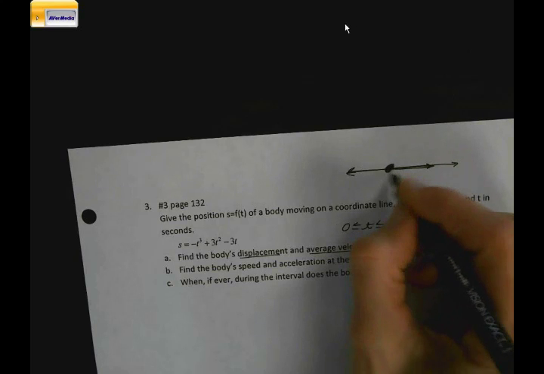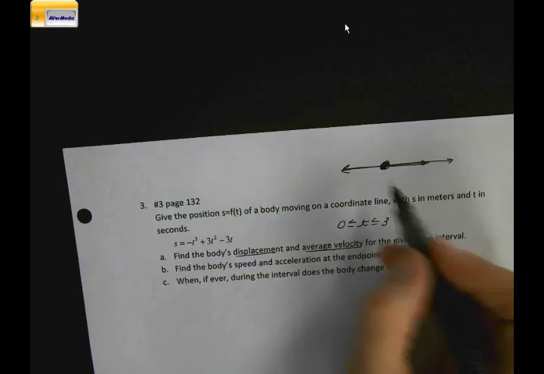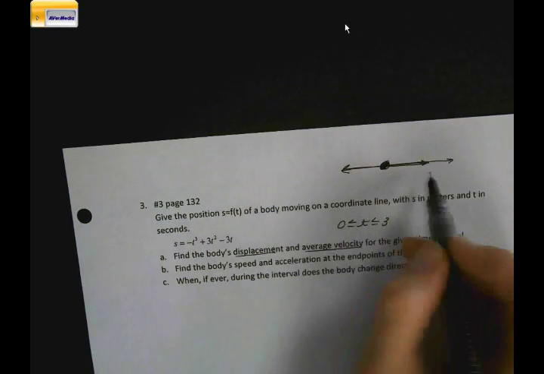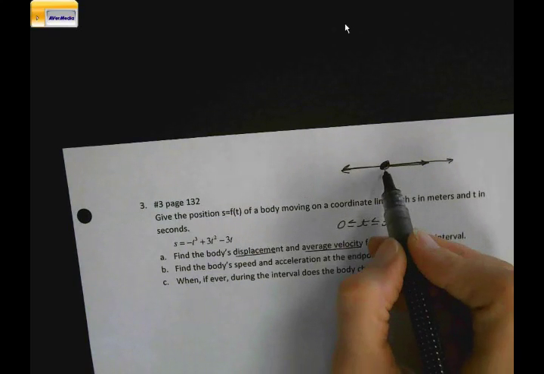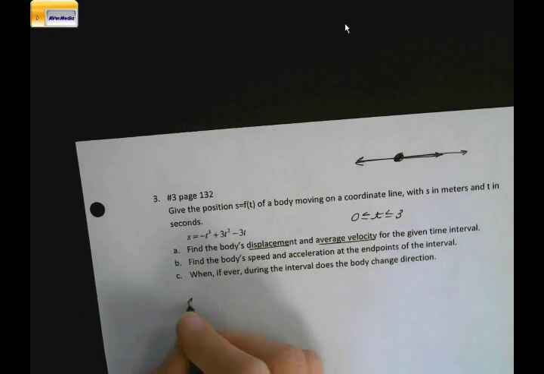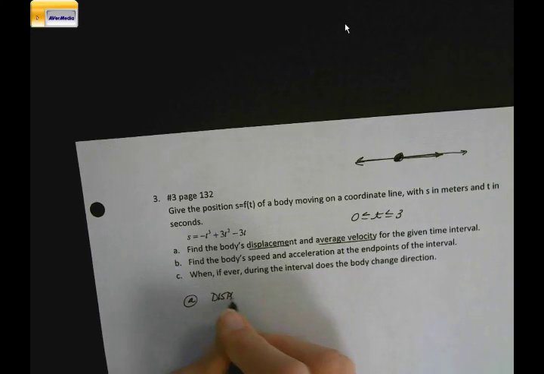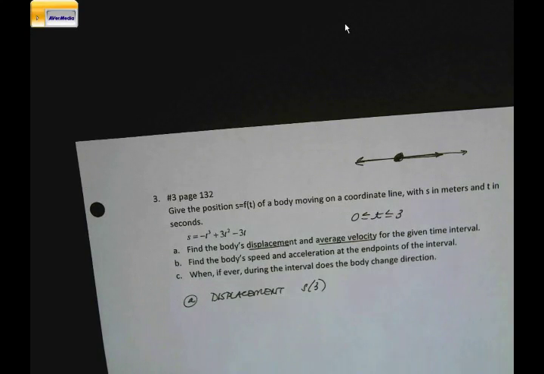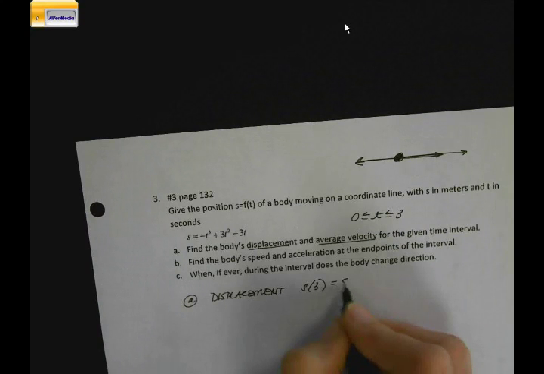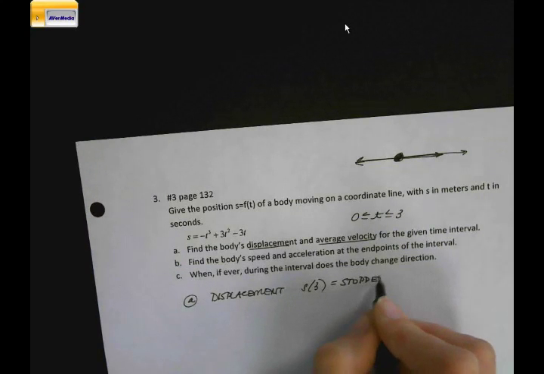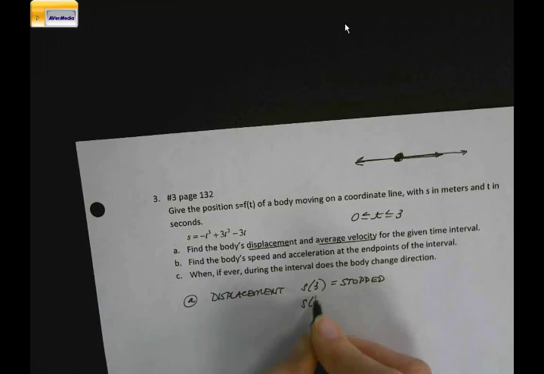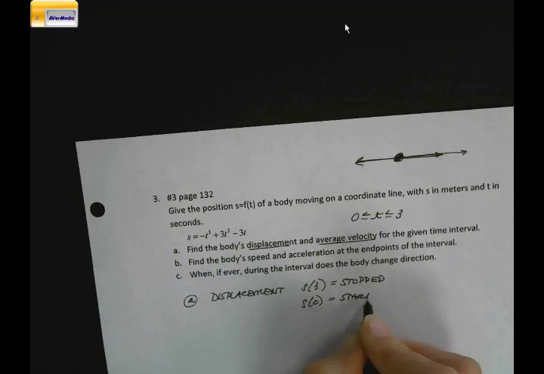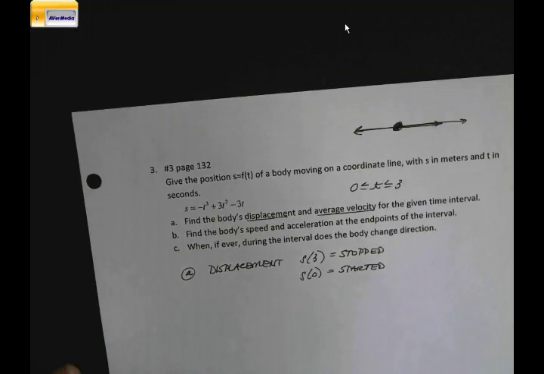So it says find its displacement and its average velocity. It's going to start here and end somewhere else. Regardless of how many times it goes back and forth before it stops, displacement is the distance from the point of origin to the point where it finally stopped. So in part A, displacement is going to be its S at time 3 seconds, that's the end where it stopped, and the distance at time 0 where it started. Where it stopped minus where it started.